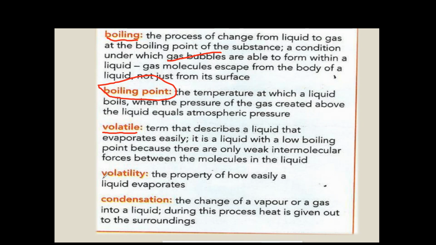Volatility is a property of how easily a liquid evaporates. So a liquid has high volatility or low volatility, which means easy to evaporate or difficult to evaporate. Alcohol, for example, is highly volatile. It has high volatility, while water is slowly volatile, so it has low volatility.